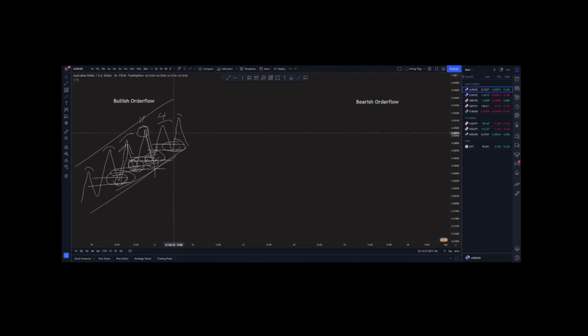So this is bullish order flow. You notice how bullish order flow moves. You know that there are going to be mitigations along the way up, because that's how the market creates itself. We create higher highs and we create higher lows.